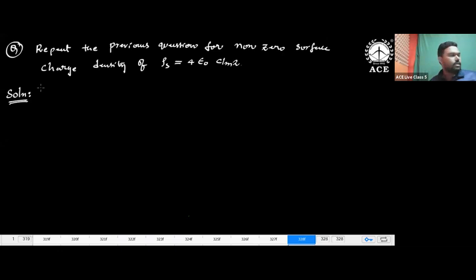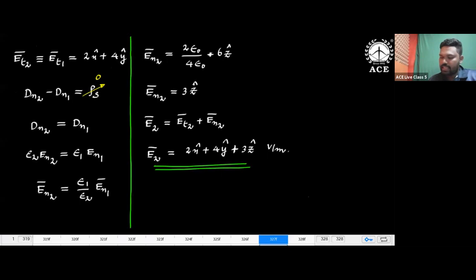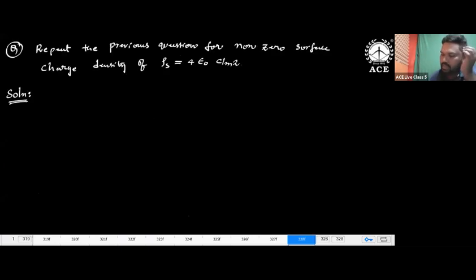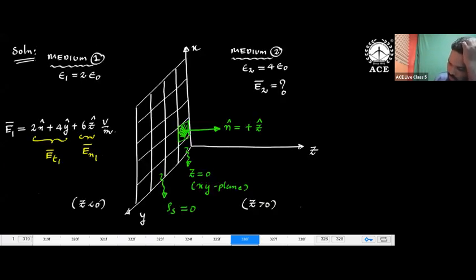Yes, how can you do this one? Is there any change in the tangential component in the previous problem? There is no change in the tangential component. Tangential component remains the same. That means ET2 is unconditionally equal to ET1, which is equal to how much? 2x cap plus 4y cap.